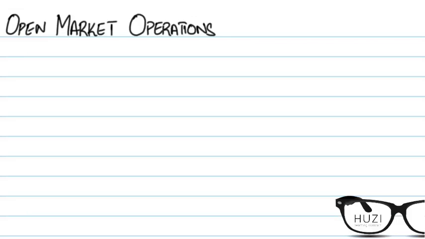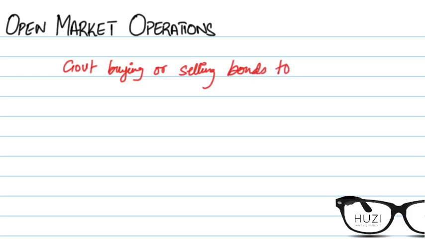So open market operations is the first tool of monetary policy, and this is simply government either buying or selling bonds to the public. What happens is that government either buys bonds or sells bonds to the public, and this affects the money supply, which then affects the interest rate.